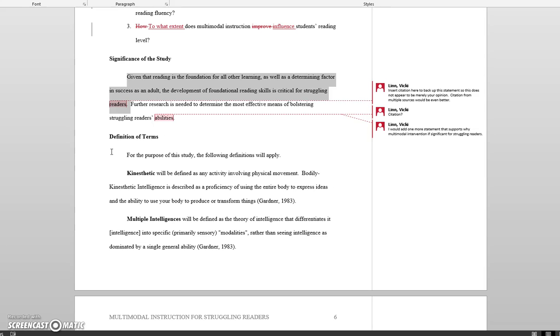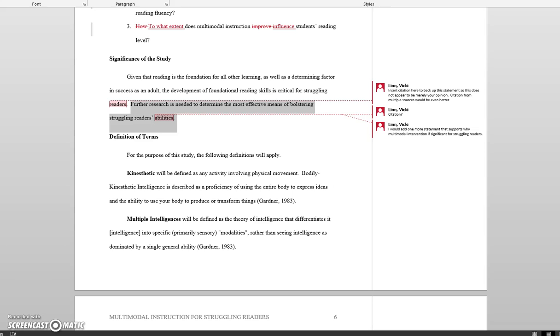And also, you want to call attention to what the review of literature said, that there is a need for further investigation of how to support struggling readers. Support those statements with citations whenever possible. This isn't just your opinion. Again, this is what the literature, what professionals, and you are saying as to why this is important.